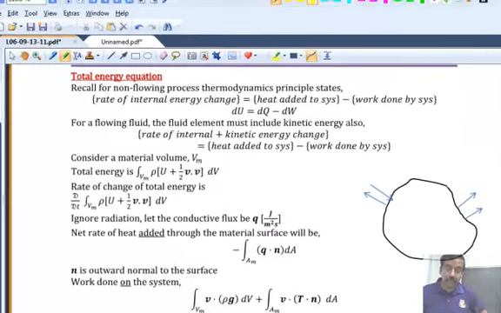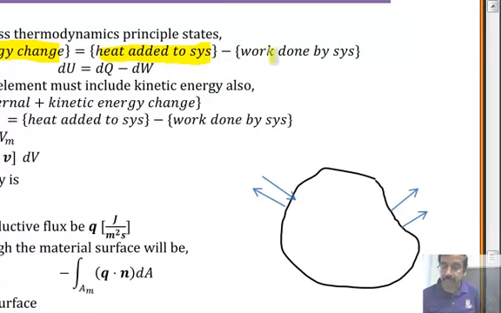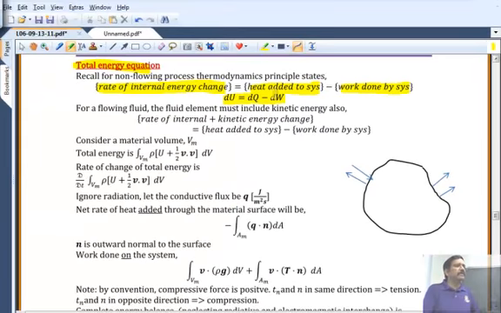So the total energy balance equation, in statement, will be simply that the rate of internal energy change is equal to the heat added to the system minus the work done by the system. That is dU equals dQ minus dW. What is internal energy? Absolute silence. In thermodynamics, you haven't seen that yet.